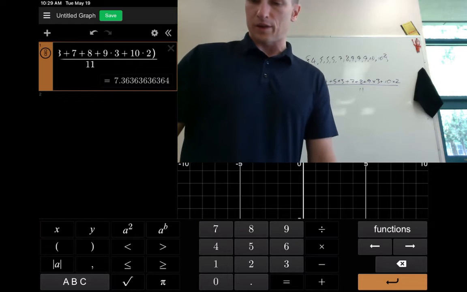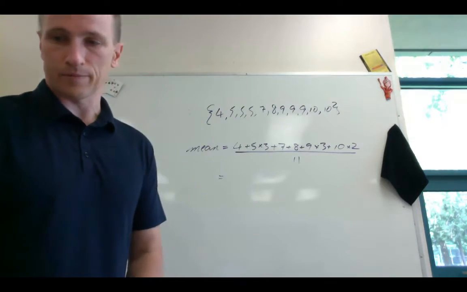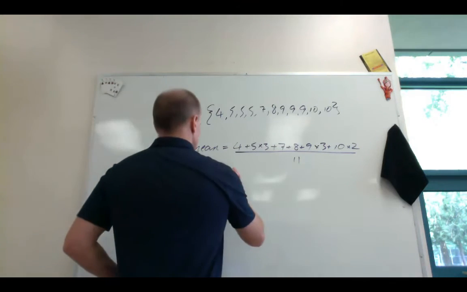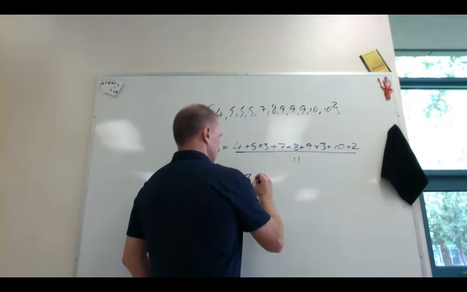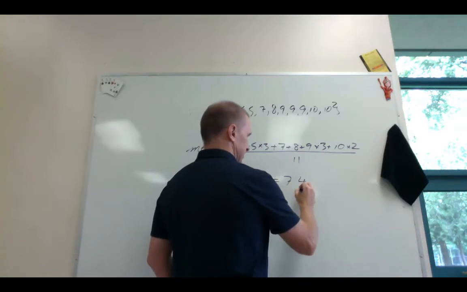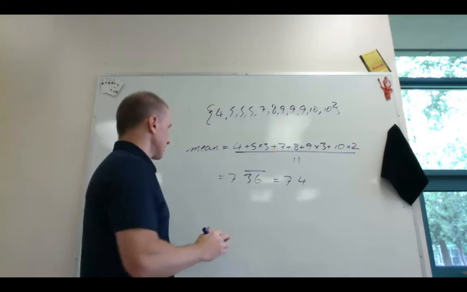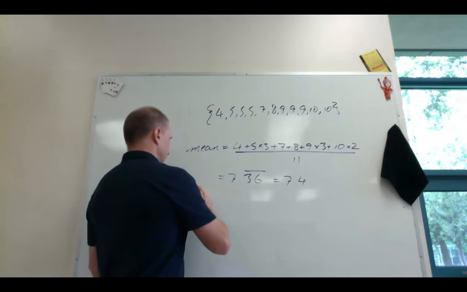7.363636. You can see that the 3 and the 6 repeat. So with this repeating, I can round this off to 1 decimal place if I prefer. I don't get too fussy about the rounding part. That is the mean.